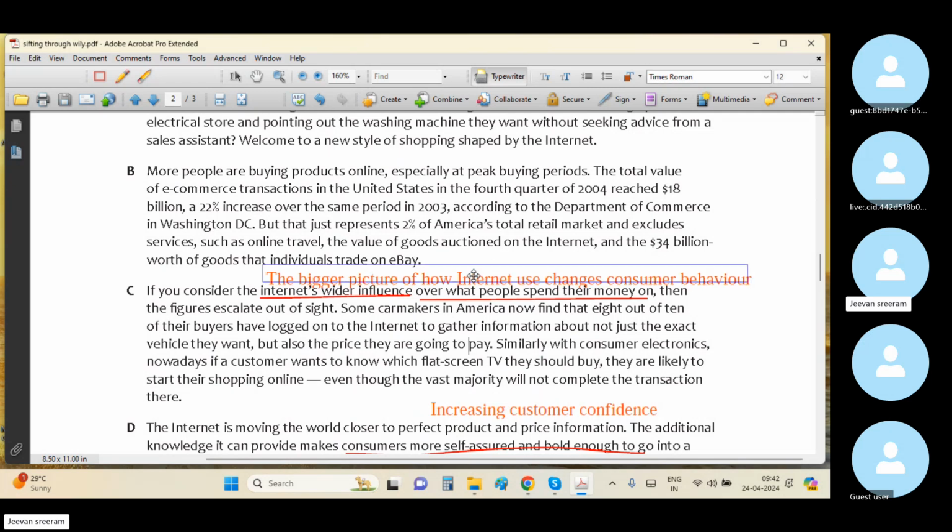Okay, please observe the bigger picture of how internet use changes. Changes is a verb, influence is a noun here, giving the same sense. We have internet. Wider, bigger picture, is equal to wider, right? Giving the same sense. What people spend their money on is equal to the phrase consumer behavior. Clear? Internet use is equal to internet here. Wider, bigger picture. Influence, change. Over what people spend their money on is equal to consumer behavior.